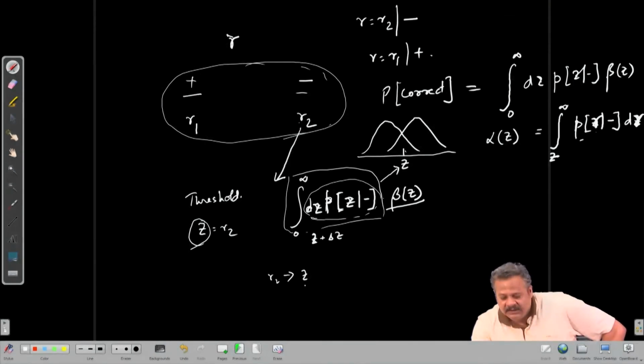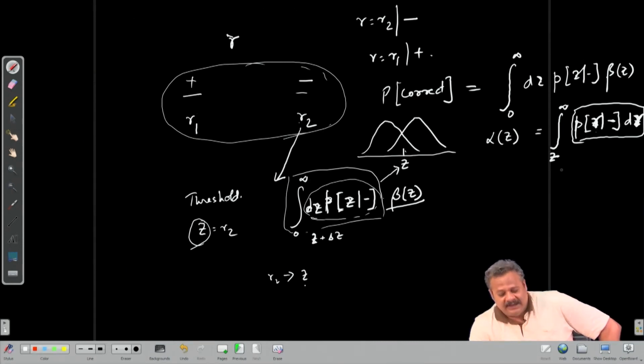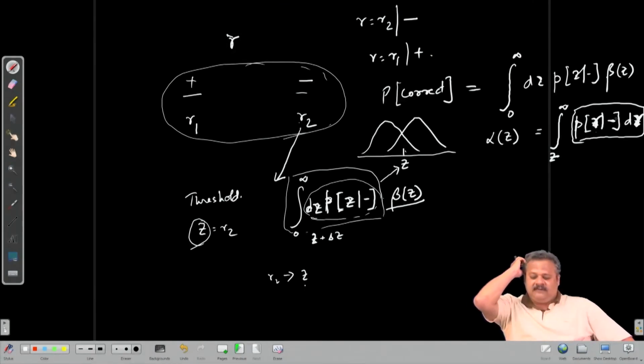So this is the probability of observing a particular rate given a minus stimulus, and we are setting this r to be z. Now what we are saying is that we will say it is a positive stimulus when the rate is varying from z to infinity, that is, we are above that rate given a minus stimulus. This is our false alarm, that is alpha z.